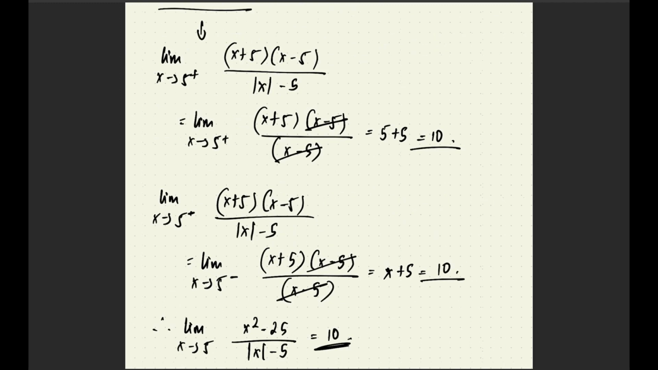But that's not always going to be the case. That's why your best bet is to make sure that when you have absolute values, try to evaluate one-sided limits. Even though they've told you to find the overall limit, always try to evaluate one-sided limits with absolute values.